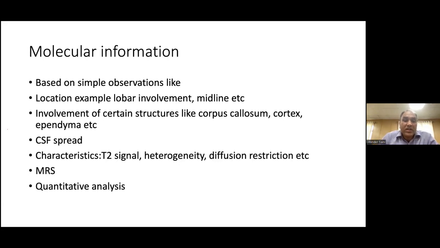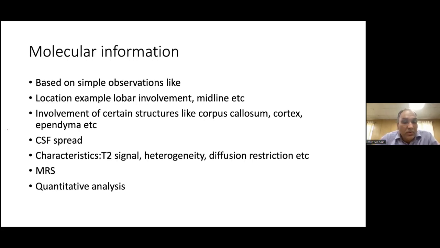Involvement of certain structures like the corpus callosum, cortex, and ependyma also gives you a clue. Usually glioblastomas which are towards the cortical surface have a much better prognosis and much less aggressive molecular features compared to tumors which involve the corpus callosum or reach the ventricle margins. Presence of a CSF spread indicates a pretty advanced disease.